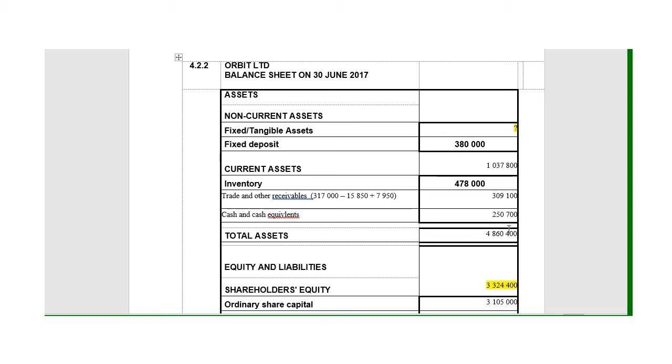Now I can go and calculate backwards. To get to the total assets, it would be whatever the total of the non-current assets were and the total of the current assets. Now, I haven't got the total for the non-current because I couldn't work it out, because I didn't have the fixed assets total. But I've got the answer and I've got one of the two that I need. So to get to the missing one, I simply take the answer and do the opposite. So it's 4,860,400 minus 1,037,800. And that will give me whatever the total non-current is, and that should give us 3,822,600.